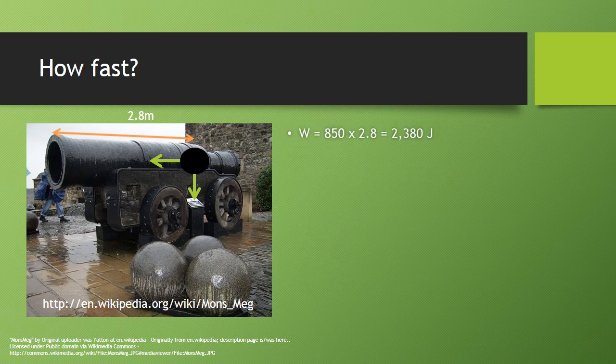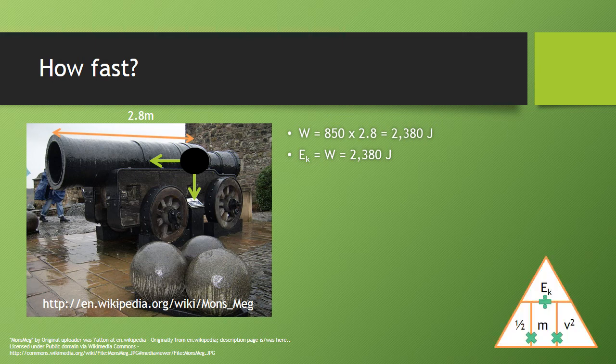So, how fast would it be going when it left the end of the barrel? Well, now we go back to what we did with kinetic energy in the last video. We know the amount of work that was done, and the amount of work is equal to the kinetic energy, because it's equal to the change in energy. The cannonball started with no kinetic energy, and ended up with kinetic energy. So that change must be equal to the amount of work. In this case, 2,380 joules.